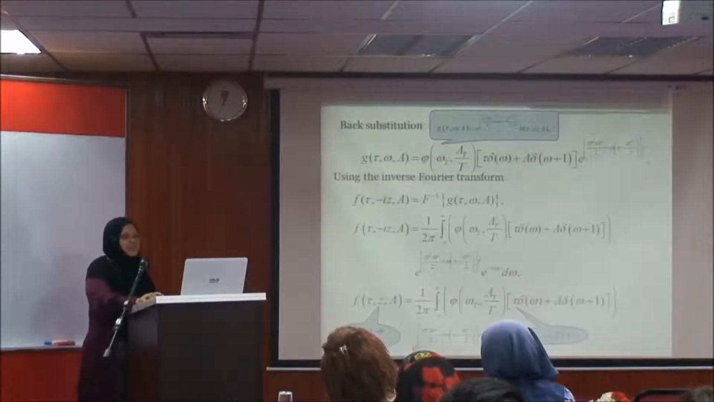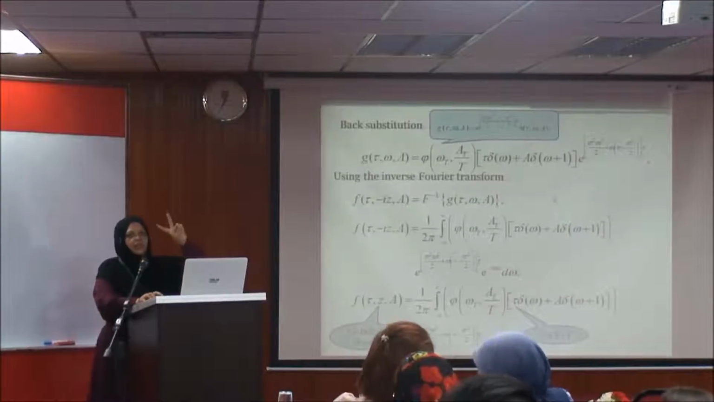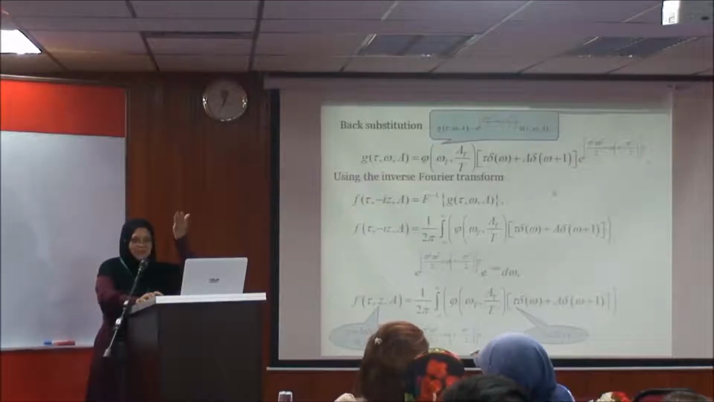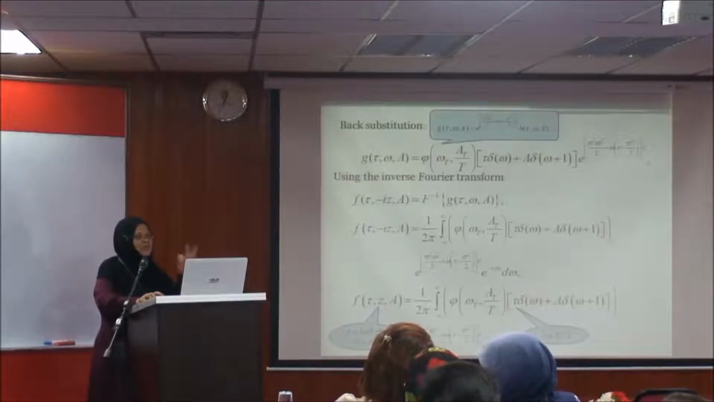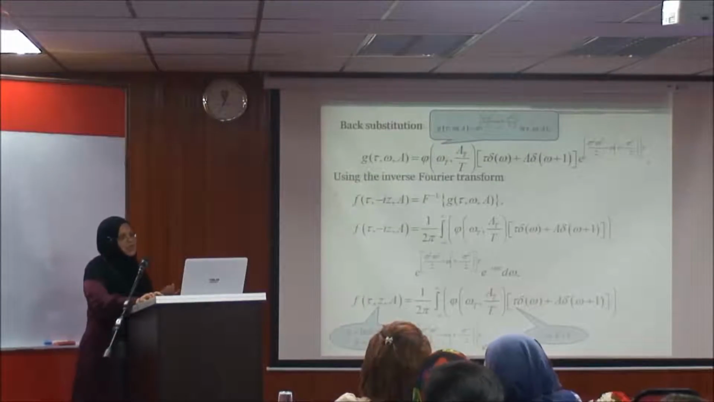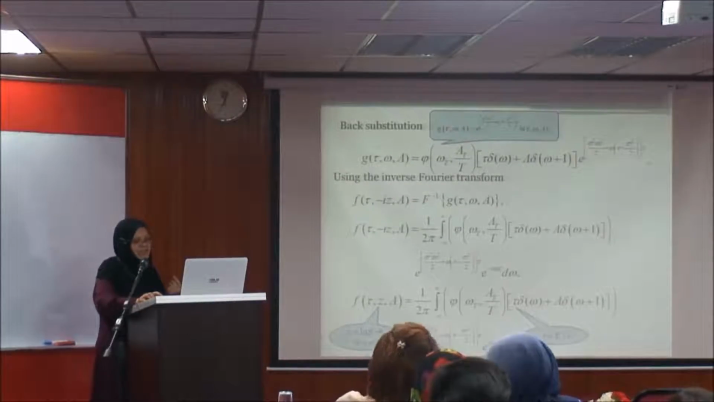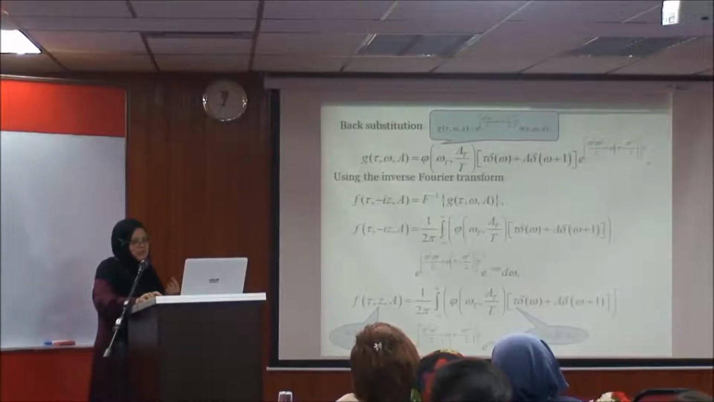And then, remember we did the Fourier transform twice just now. Am I right? So now the inverse is also twice. There's another inverse of Fourier transform whereby you will get your f of tau, negative iZ. So this is the solution.